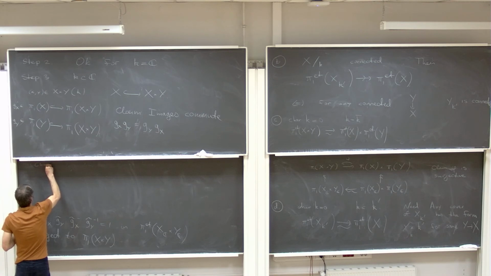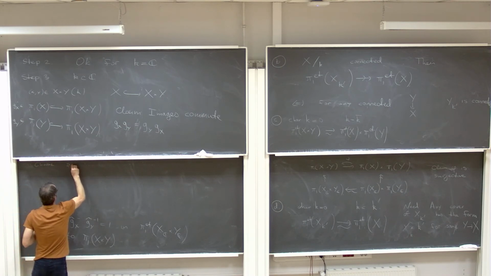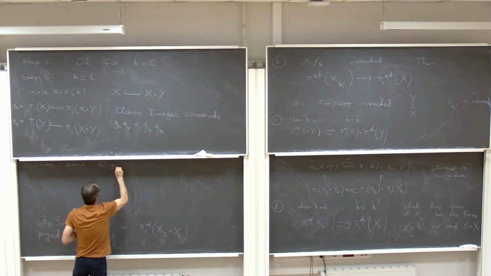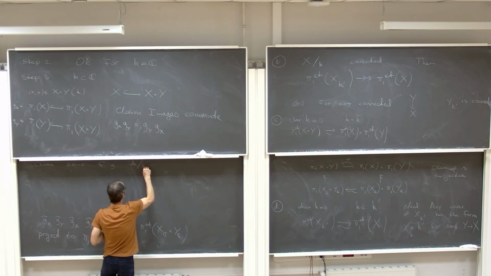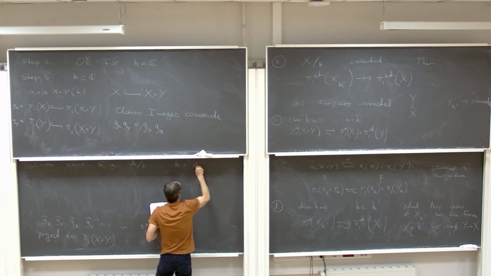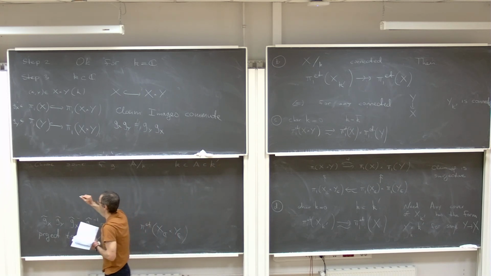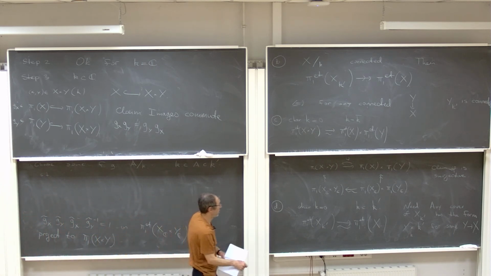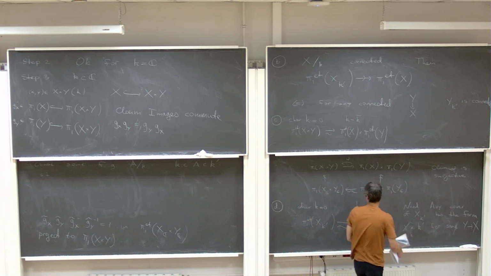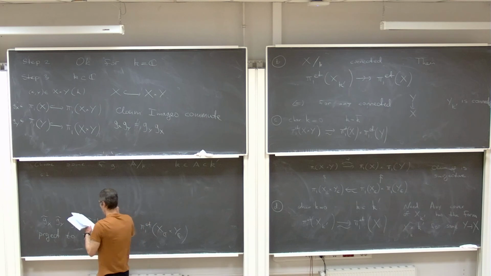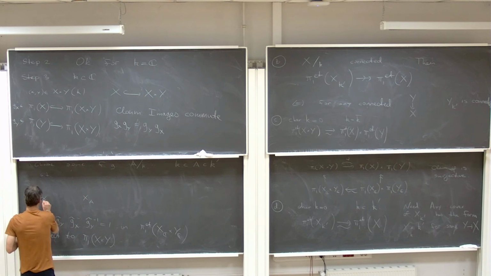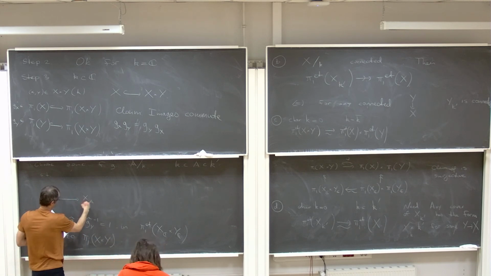Choose some finitely generated algebra A over K, with K and K prime, such that this cover extends, such that my cover of X_K prime is obtained by the base change from some cover of X_A.